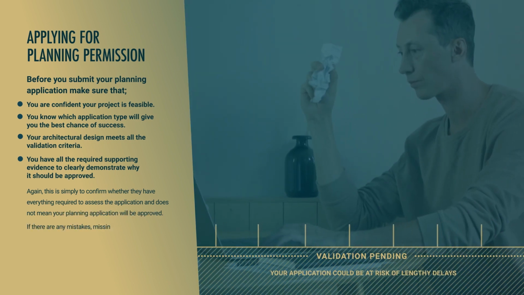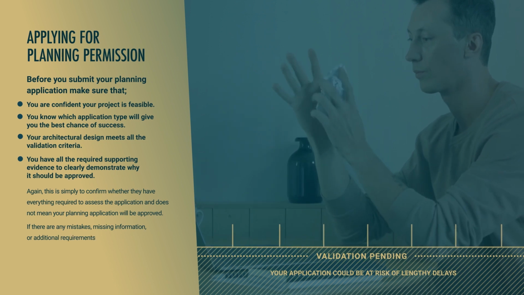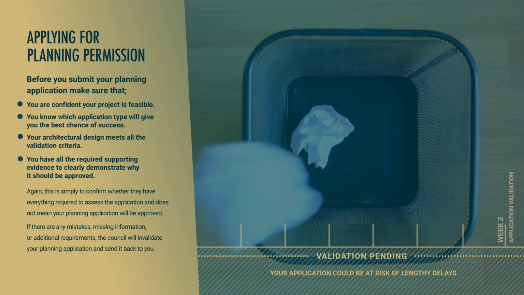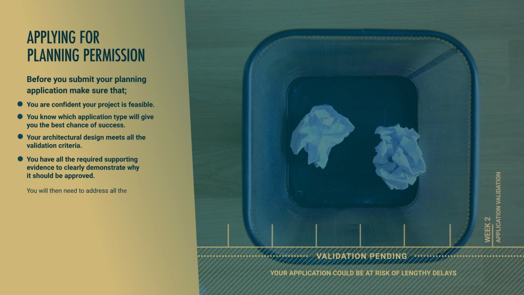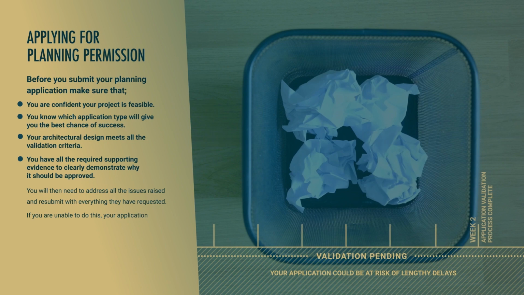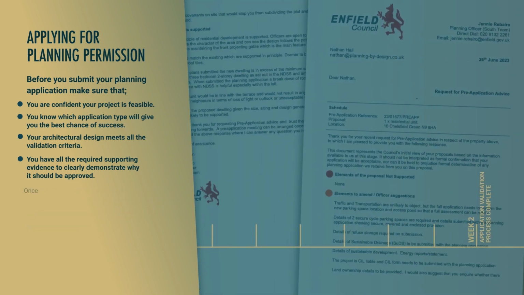If there are any mistakes, missing information, or additional requirements, the council will invalidate your planning application and send it back to you. You will then need to address all the issues raised and resubmit with everything they have requested. If you are unable to do this, your application will not be processed.